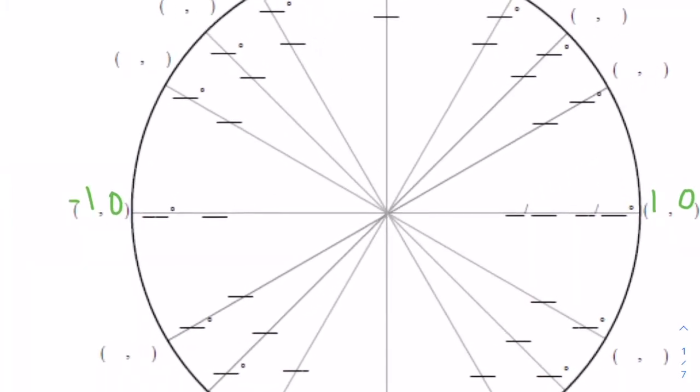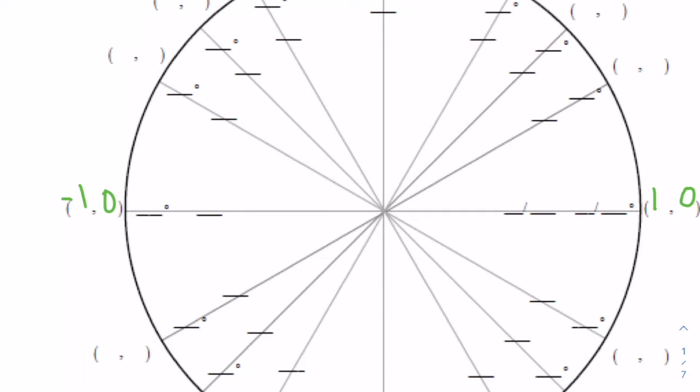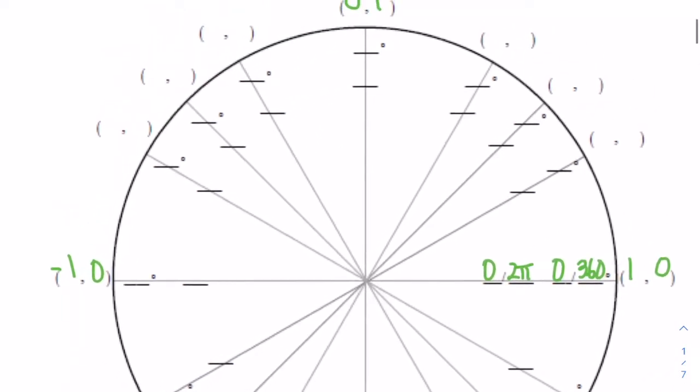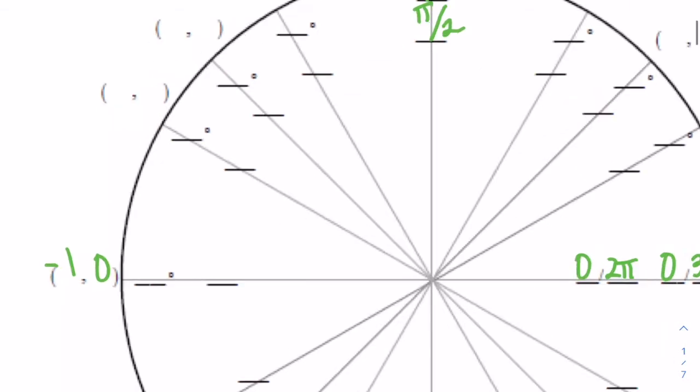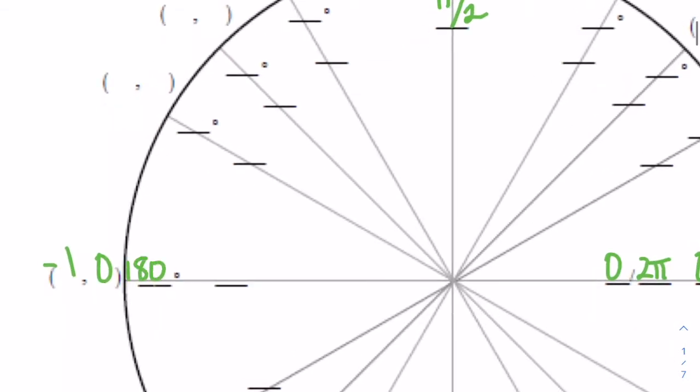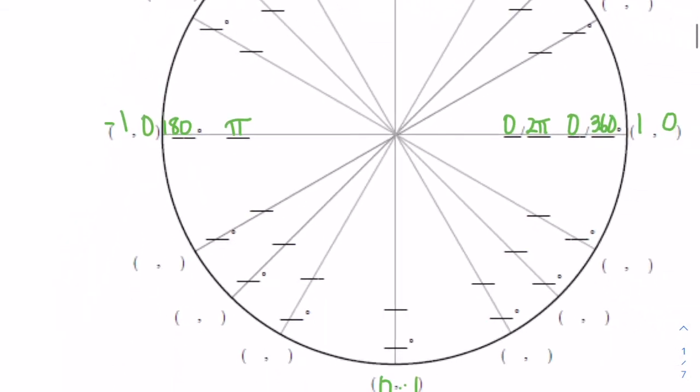So we know that this angle would be 0 degrees. And I'll include both because it does have two spaces. So we'll have 0 and 360. And then over here we'll just put 0 radians or 2 pi, right? Because that'll be a full circle. And then when we hit 90, well, that's pi over 2. And then over here we'll have 180, which is just pi radians.